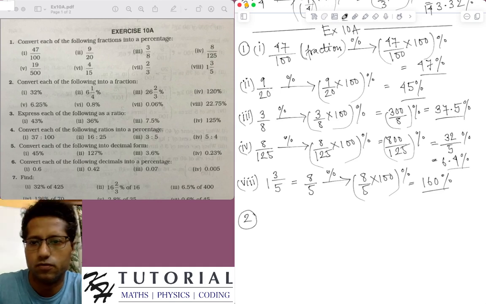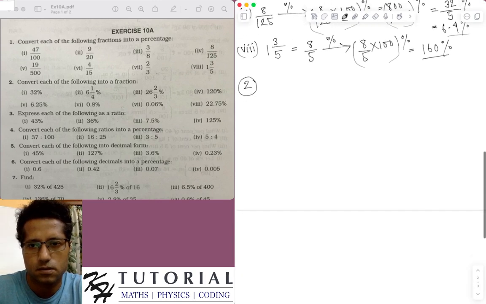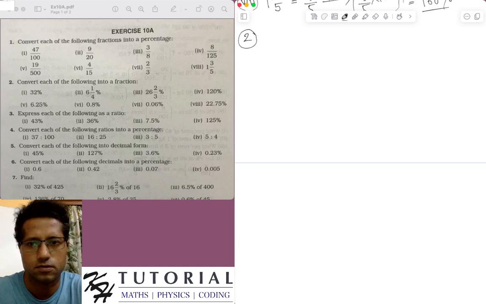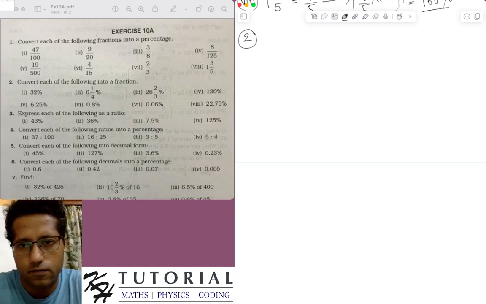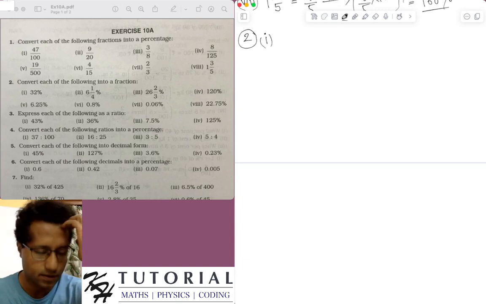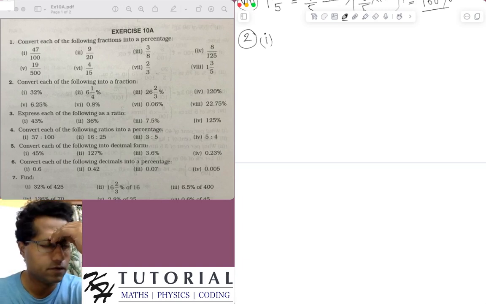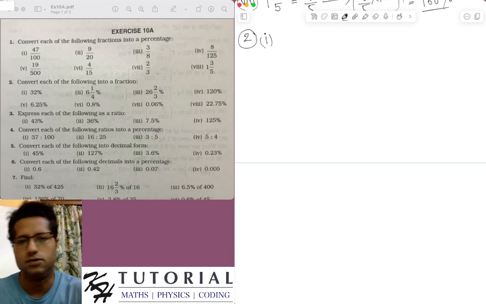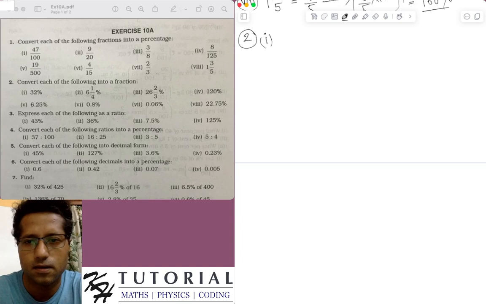Question number 2, if you can take a screenshot while I am solving the problem. Question number 2 says, convert each of the following into a fraction. Okay, so it's the opposite one. We are given some percentages and we have to convert it into a fraction. Now, how do we convert a percentage to a fraction? We divide the percentage value by 100.